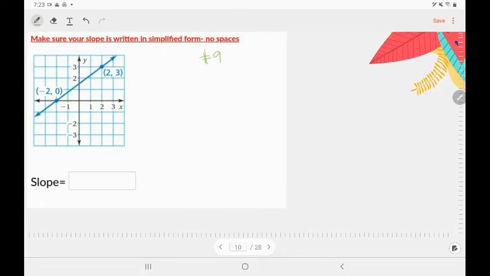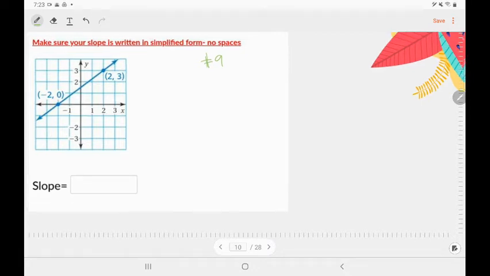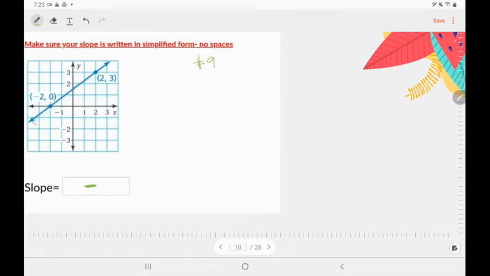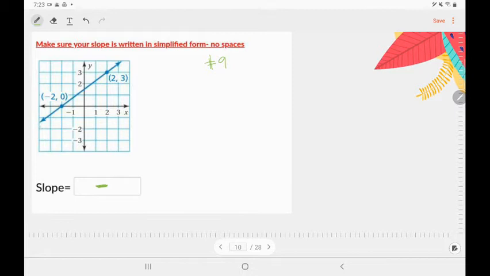Finding slope between 2 points. When you're finding slope between 2 points, remember I'm looking to write a fraction. So how do I find that slope? Remember, slope is the directions from my first point to my second point. And remember, I read a graph left to right. So this is point 1 and this is point 2. So how do I get from point 1 to point 2?